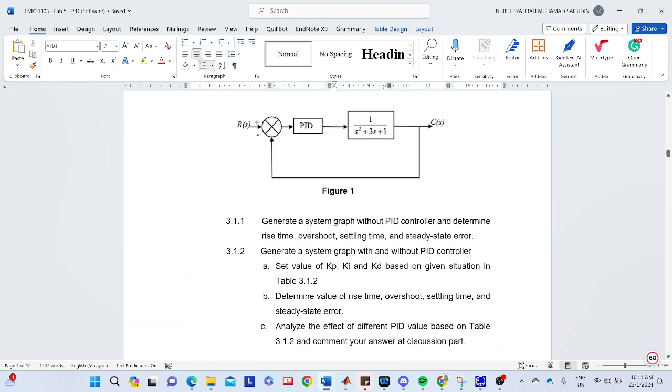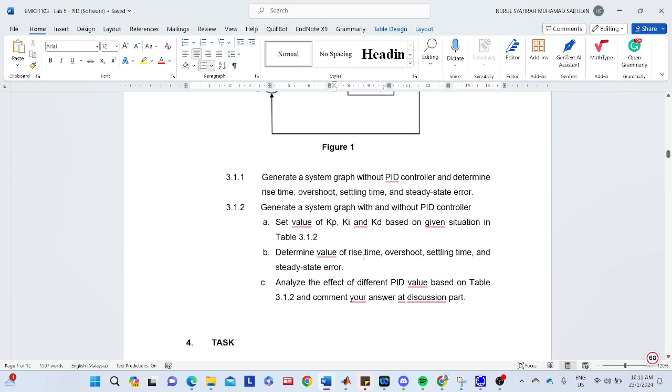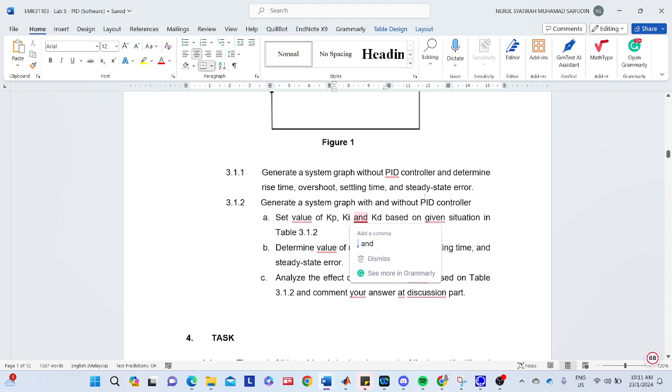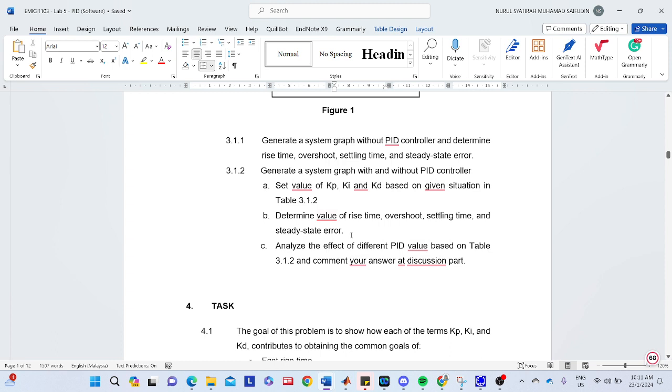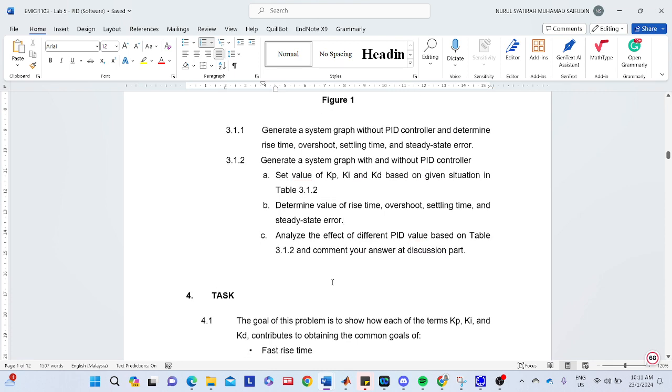Next, generate the system graph with and without the PID controller. The one without the PID controller we already did, and we need to do the graph with the PID controller. Set the values of Kp, Ki, and Kd based on the situations given in the table. Determine the rise time, overshoot, settling time, and steady state error, and analyze the effect of the different PID values based on table 3.1, and comment on your answer in the discussion part.